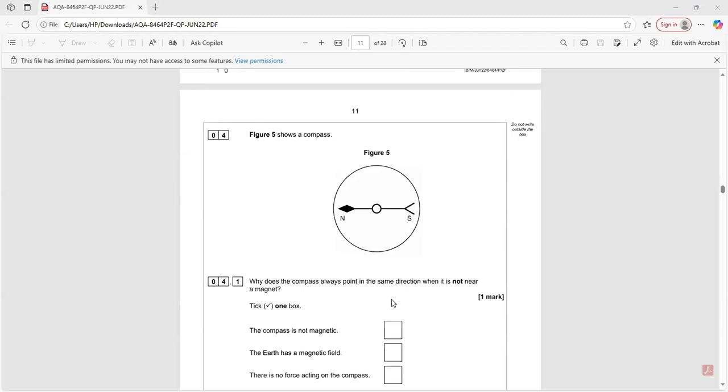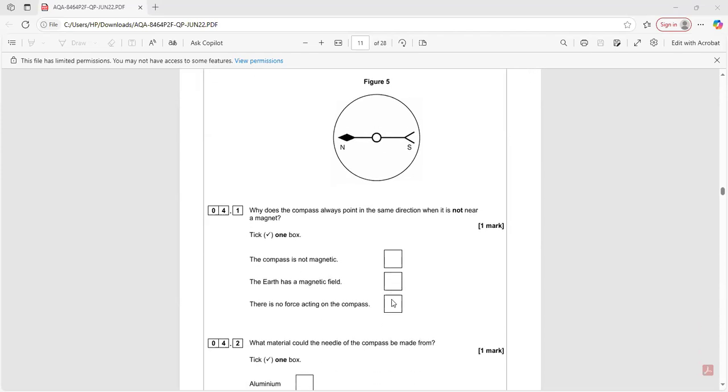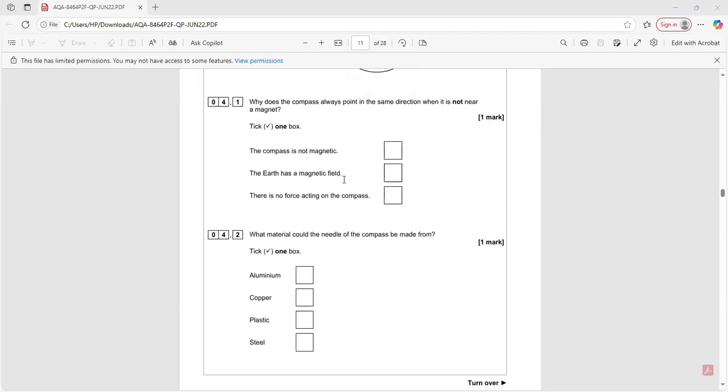Here's a compass. What do they want us to do with it? It says, why does a compass always point in the same direction when it's not near a magnet? It's because the Earth has its own magnetic field. So the needle will point in the direction of the north. That's just the simple reason. So I'll go with the middle answer. The Earth itself has its own magnetic field. Okay.